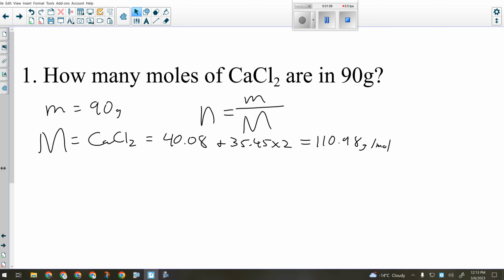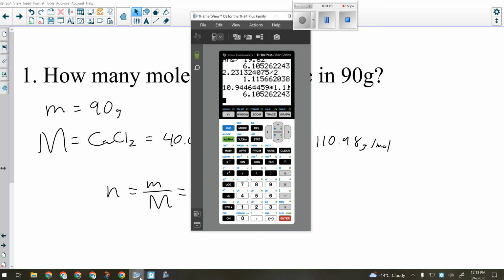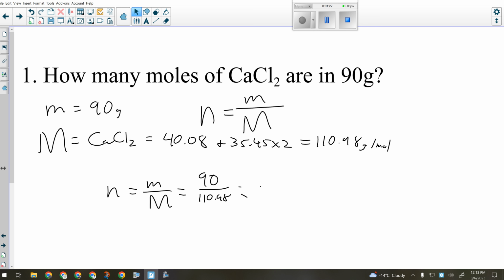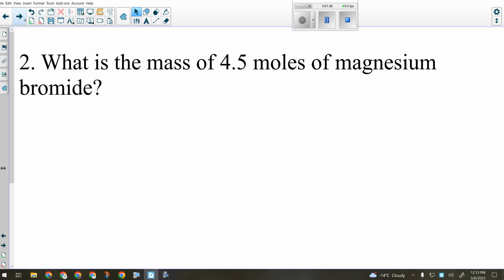And then we were able to plug that into our formula to calculate the number of moles. So we took our 90 grams and we divided it by 110.98, and we got 0.81 moles. Is that ringing a bell? Then we went over the second example. We kind of rushed it near the end, so I just want to run through that one again as well.